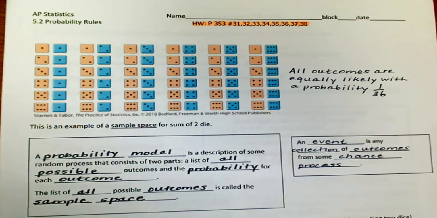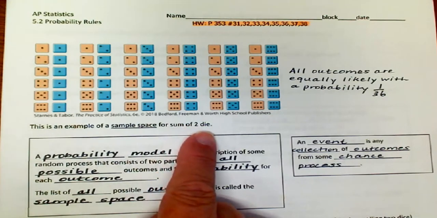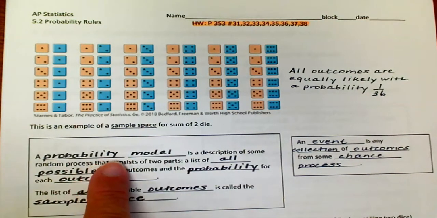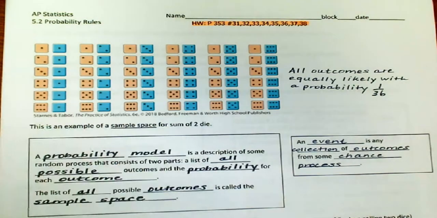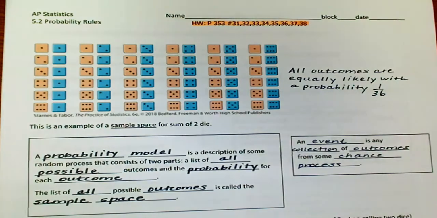A probability model is a description of some random process that consists of two parts, a list of all possible outcomes and the probability for each outcome. The list of all possible outcomes is called the sample space. So if we look up here, this is a sample space for the sum of two die. So there's 36 possible outcomes. So the first thing to have a probability model is you need to list the sample space, what are all the outcomes? And then the second thing is you need to give the probability for each outcome, which we see right there. All outcomes are equally likely with a probability of 1 out of 36.